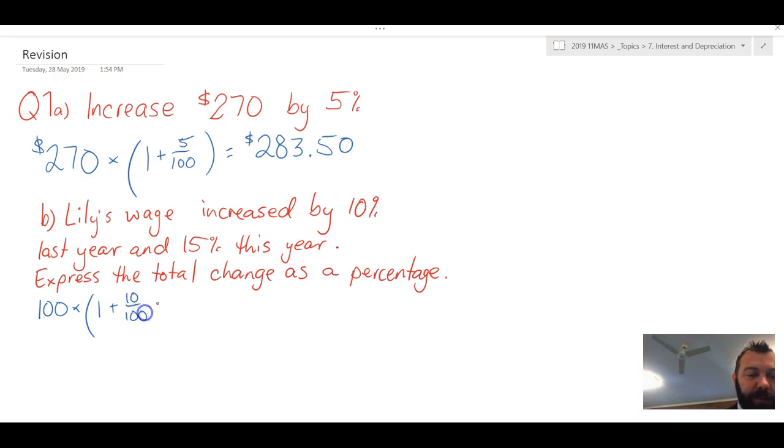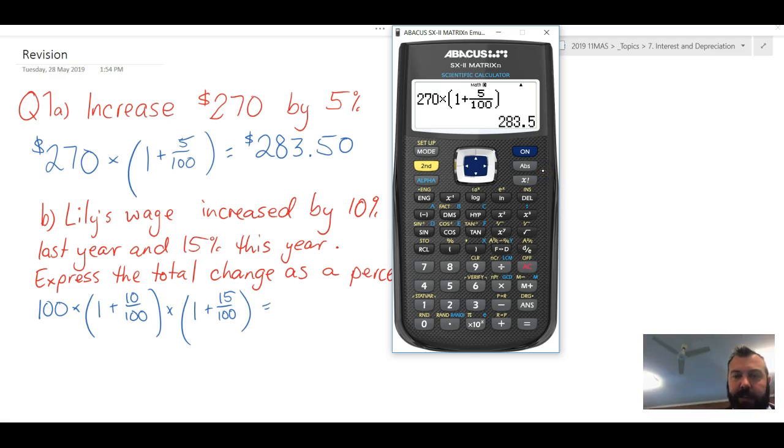Right, that's increased by 10%. Then I take all of that and increase that by 15%. So that's times 1 plus 15 over 100. Okay, that's going to start with 100, increase it by 10%, and then increase that by 15%. And what I'll have at the end, right, out comes the calculator again. Here's my calculator. Okay, by the magic of technology, I've put that expression into my calculator now and I press equals, and I get a fraction, 126.5.